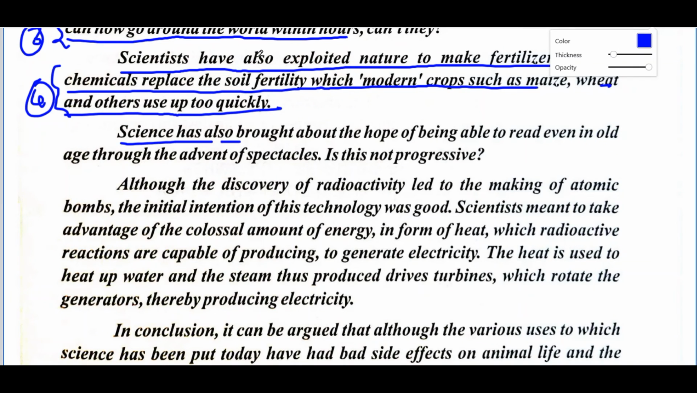Science has also brought about the hope of being able to read even in old age through the advent of spectacles. Is this not progressive? We are looking at older age, where someone who has an eyesight problem can use spectacles, so that person can at least be able to survive because of this. So this is another point, number 5. You are defending. The whole argumentative composition is about defending your stance throughout your composition. But as you are doing that, you also need to look at the other point.